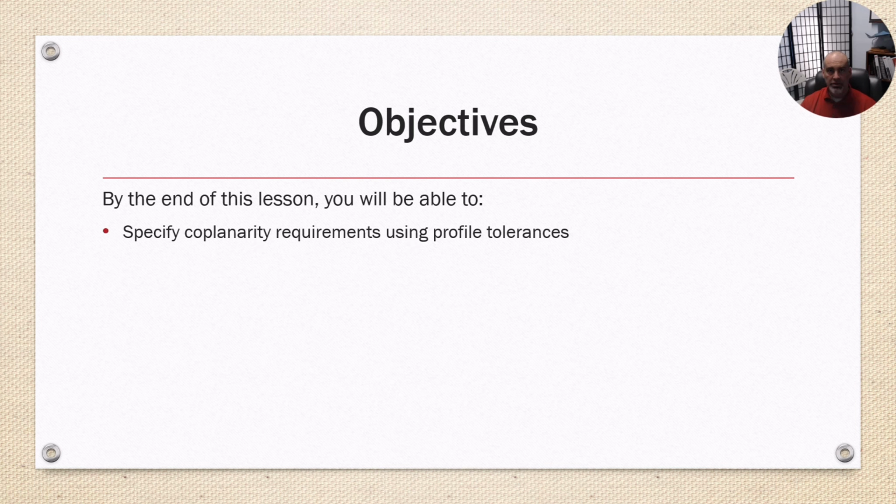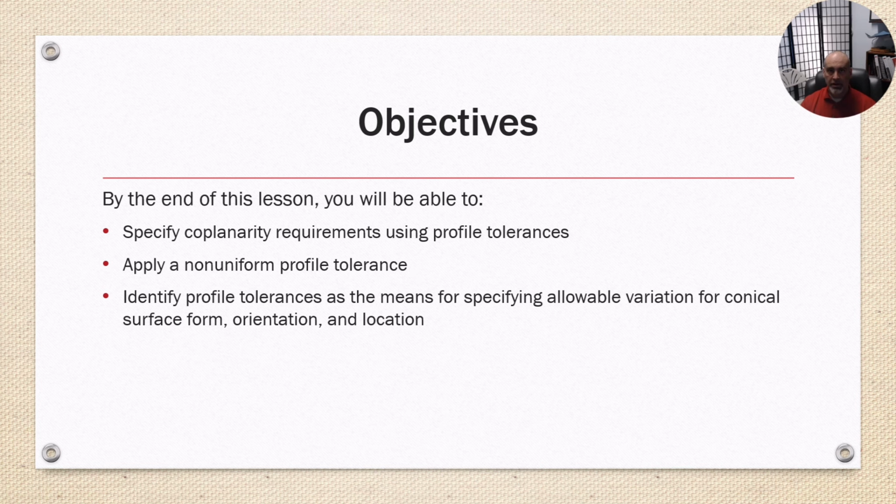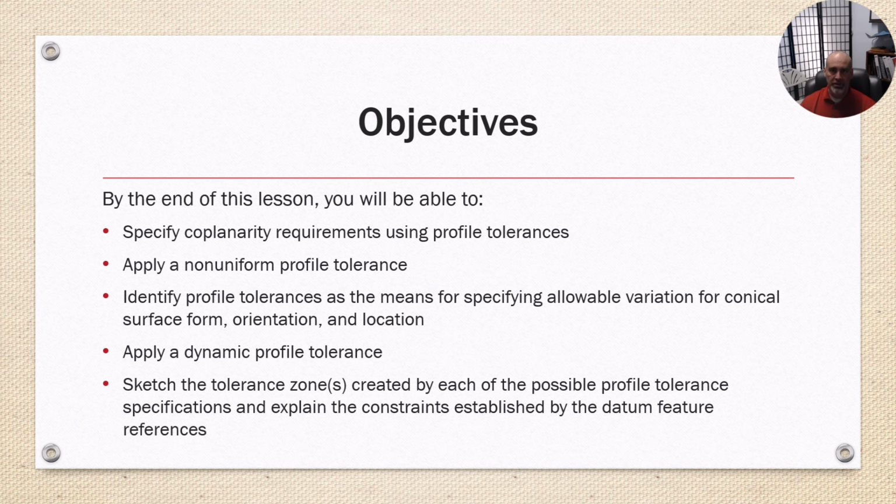We will also specify coplanarity requirements using profile tolerance, apply a non-uniform profile tolerance, identify profile tolerance as the means for specifying allowable variation on conical surface form, orientation, and location, apply a dynamic profile tolerance, and sketch tolerance zones created by each of the possible profile tolerance specifications and explain the constraints established by the datum feature references.